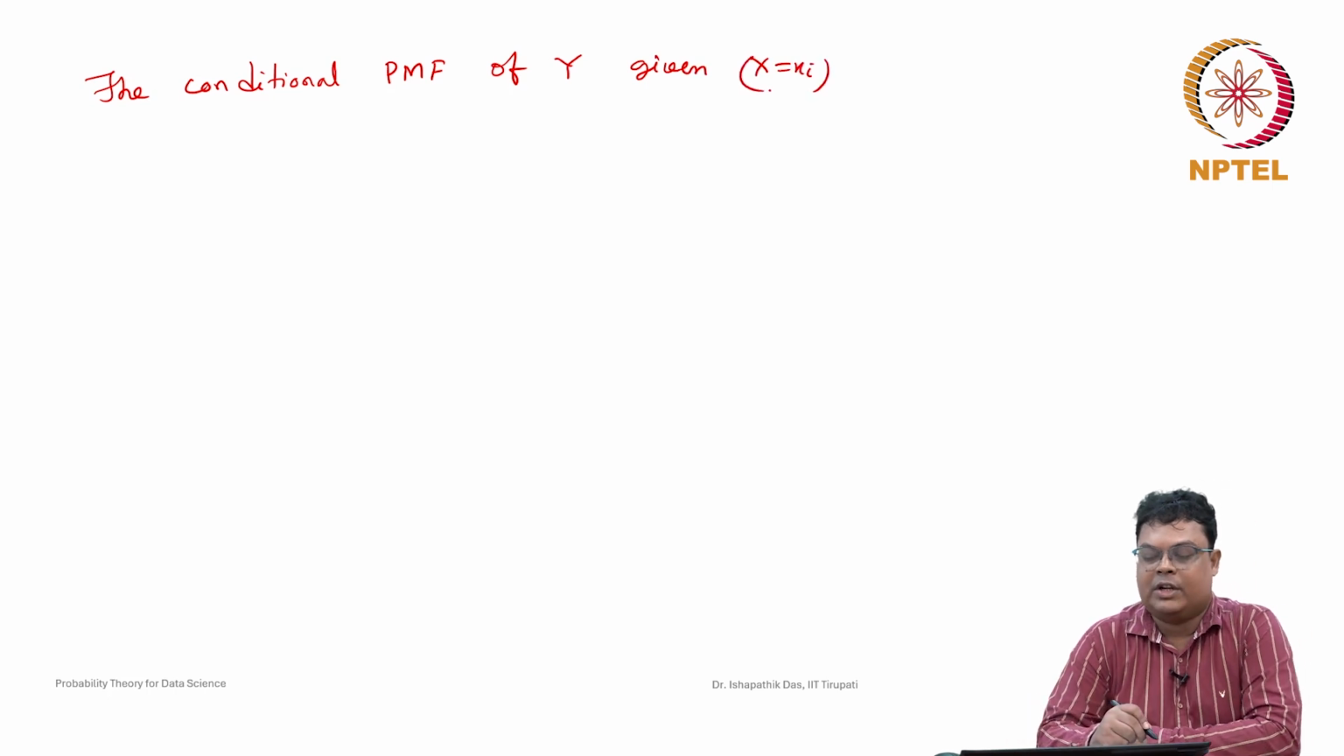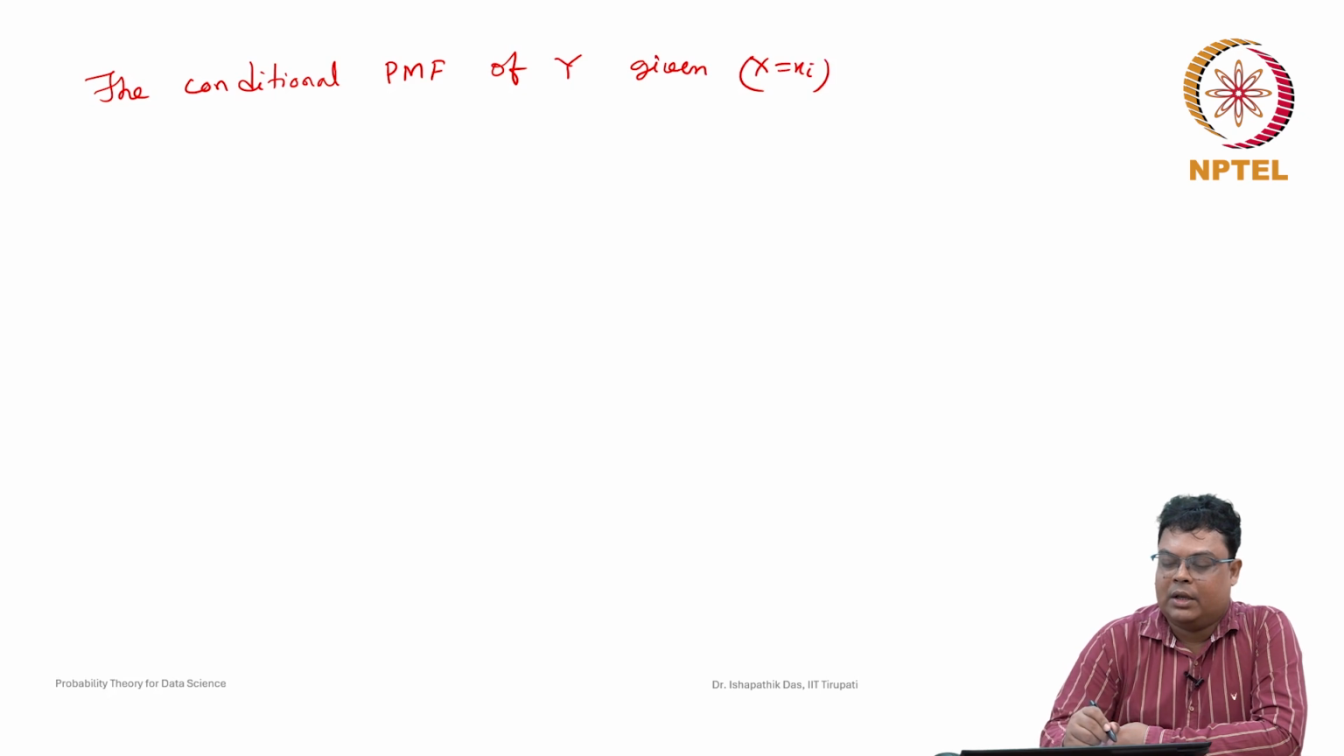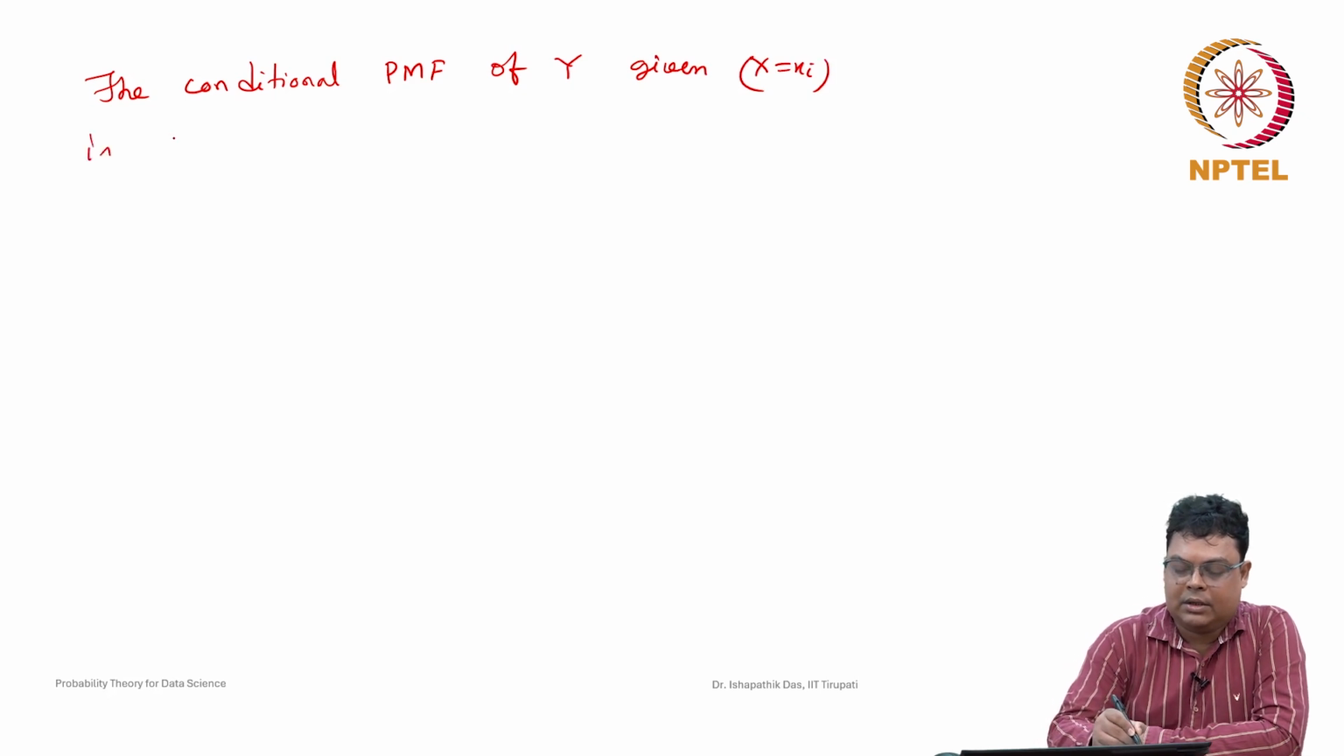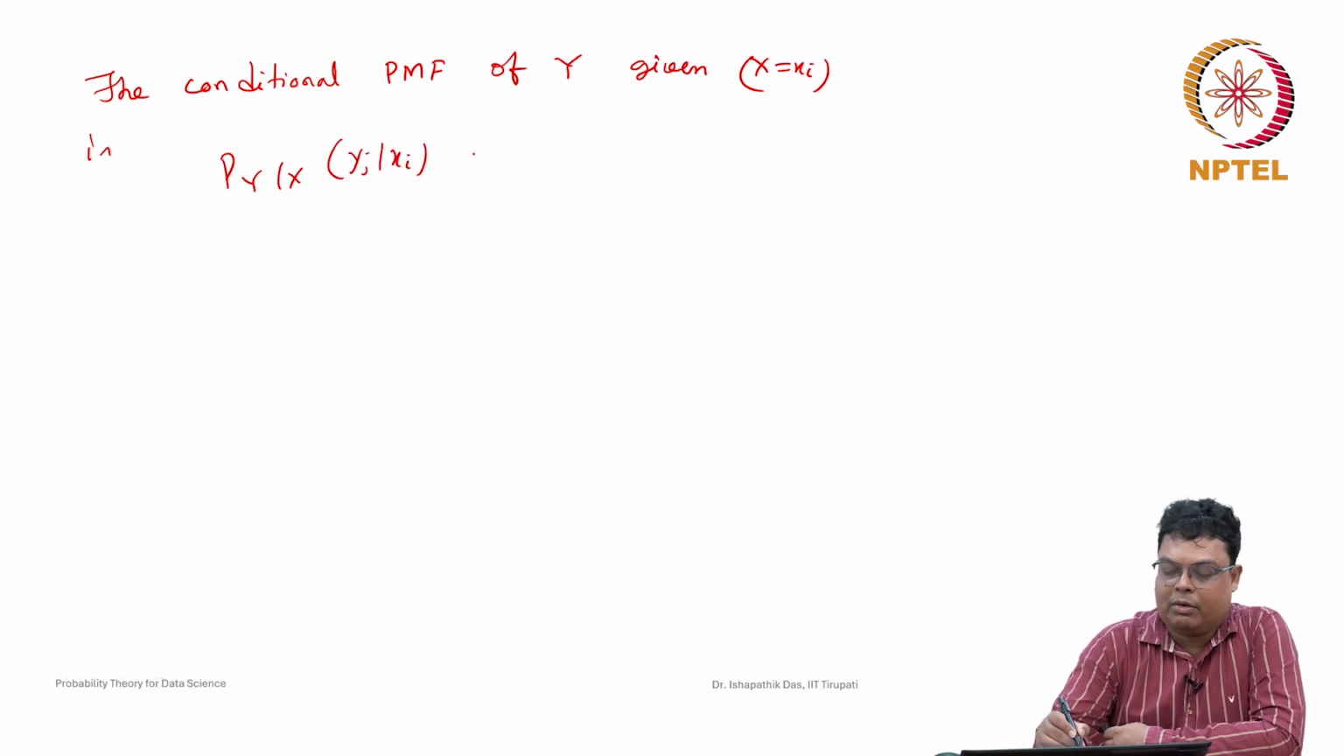Suppose the conditional probability mass function of y given x equal to xi is given by, so by definition, p of y given x, yj given xi. So for particular values of xi, yj given xi we have to find. By definition it is nothing but the joint probability mass function p(xi, yj) divided by the marginal p_X of xi.